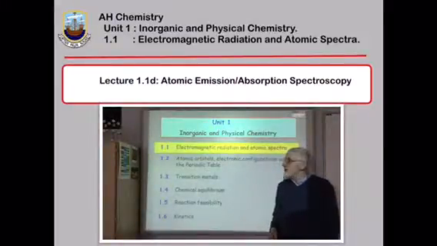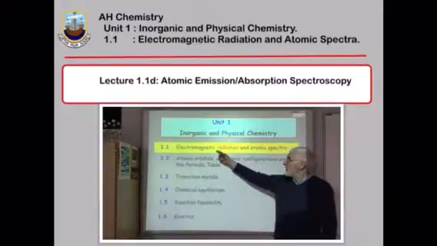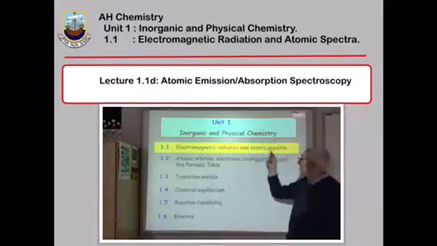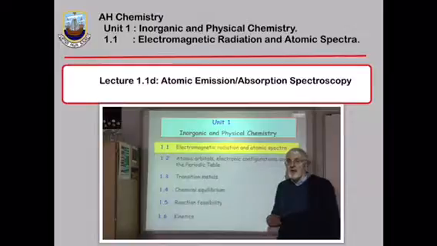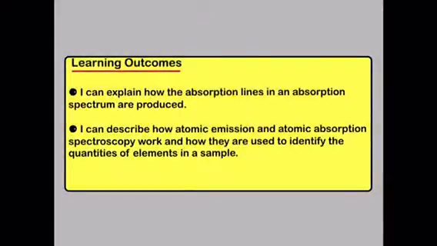This is the final lecture for Unit 1.1, Electromagnetic Radiation and Atomic Spectra, and we're going to look in a little bit more detail at atomic emission and atomic absorption spectroscopy. By the end of this lecture, you should be able to explain how the absorption lines in an absorption spectrum are produced, and you should also be able to describe how atomic emission and atomic absorption spectroscopy work and how they're used to identify the quantities of elements in a sample.